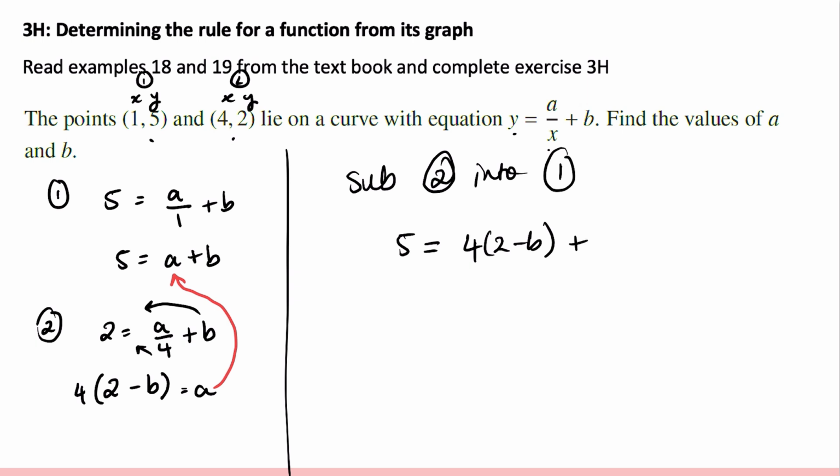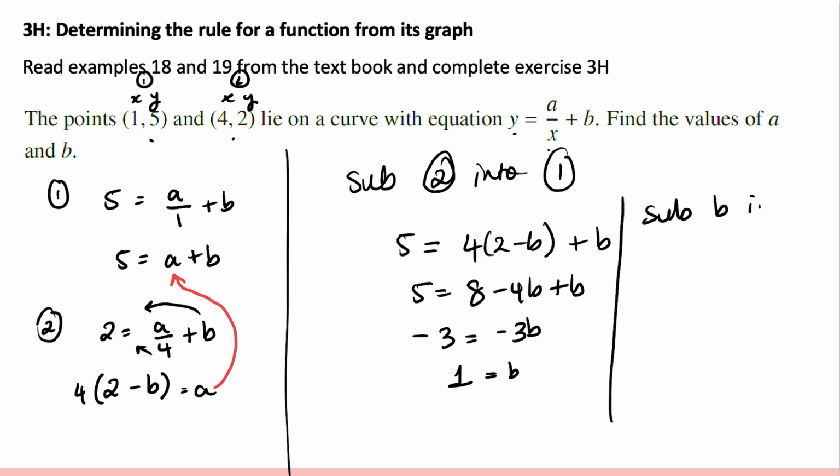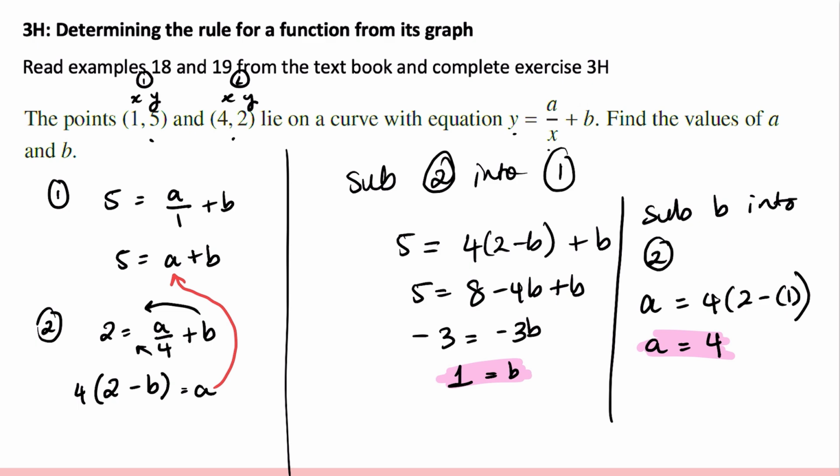And then I just need to solve, essentially. To do that, I'm going to start by expanding. I could take the 8 over, so 5 minus 8 is -3, and -4b plus b is -3b. And that's really nice because -3 divided by -3 is simply 1. And then I can sub b into, doesn't matter which one, but into 2 will be easier because I've already isolated a. So a is equal to 4(2 minus 1). 2 minus 1 is just 1. So that's really nice. We'll get a is equal to 4. So there's b is equal to 1 and a is equal to 4.